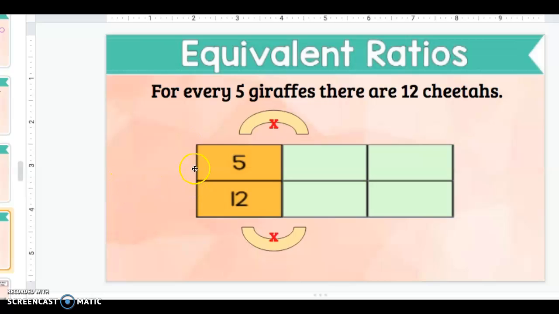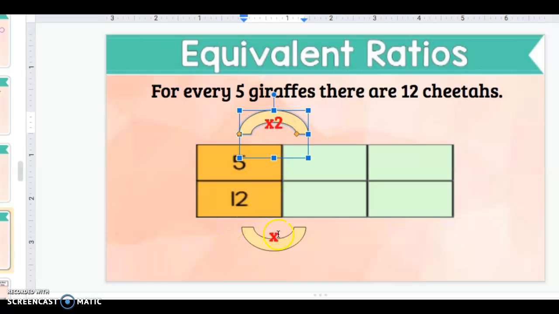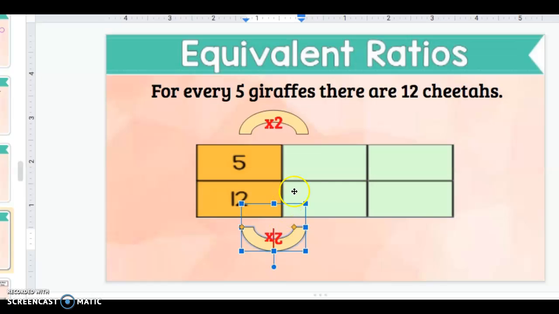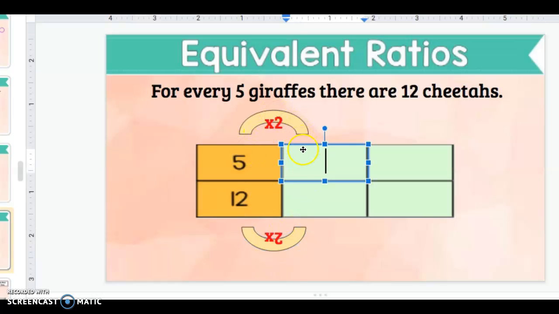So let's look at the next one. You have for every 5 giraffes, there are 12 cheetahs. So your ratio is 5 over 12. So stick with it. Whatever you do to the top, you must do to the bottom. So 5 times 2 is 10. 12 times 2 is 24.